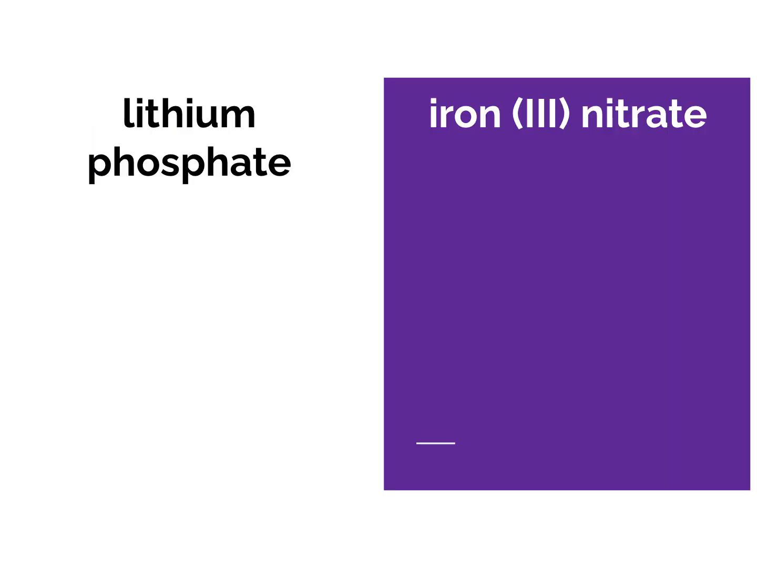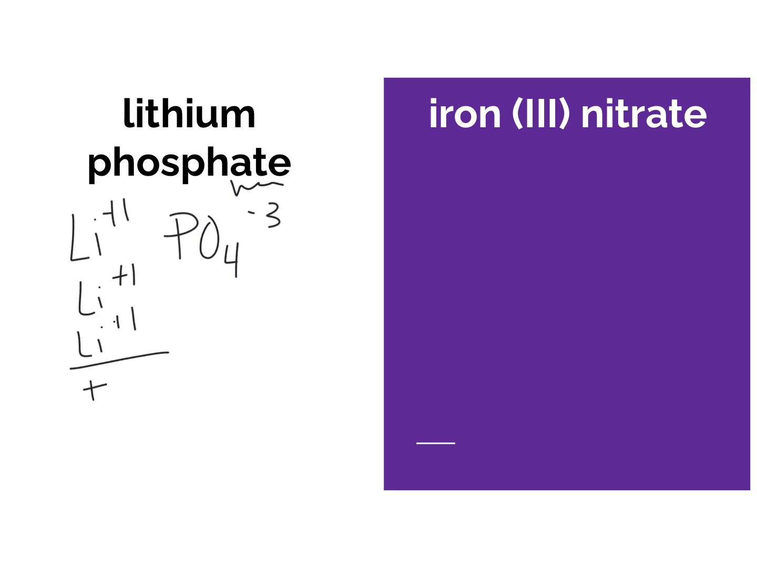Let's go ahead and do a couple of practice problems. So we have lithium phosphate. We know that lithium's a +1, and phosphate, that -ate, tells us it's on the back of the periodic table, so that's PO4 at a -3. We're going to add 2 more lithiums, so we get an overall +3 charge, -3 from phosphate, so that's going to give us Li3PO4.